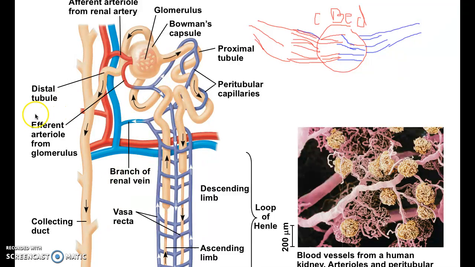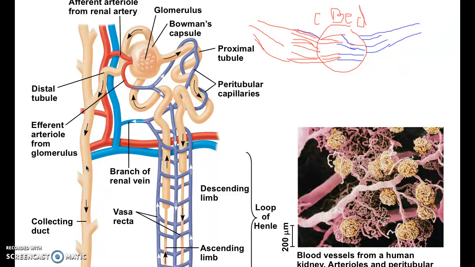So the next one is when we talk about afferent, meaning coming into. Afferent arterioles is blood going into the glomerulus capsule, and efferent arterioles meaning leaving. So this is blood from the glomerulus capsule. Efferent is to the glomerulus capsule.